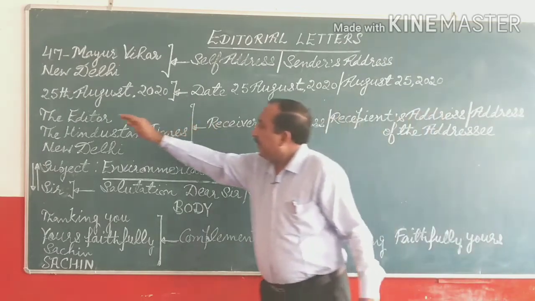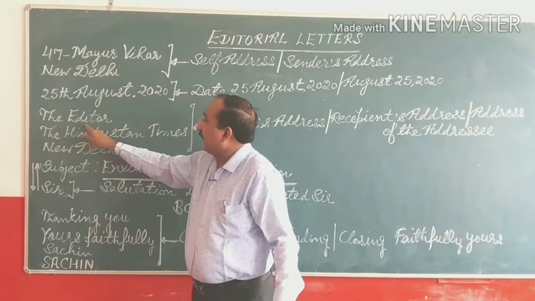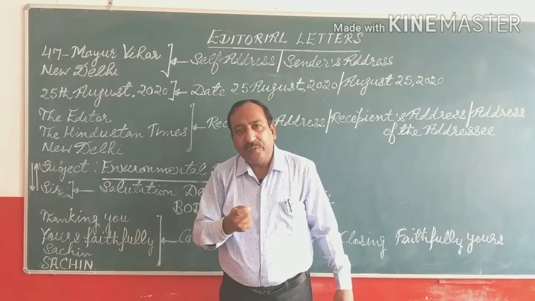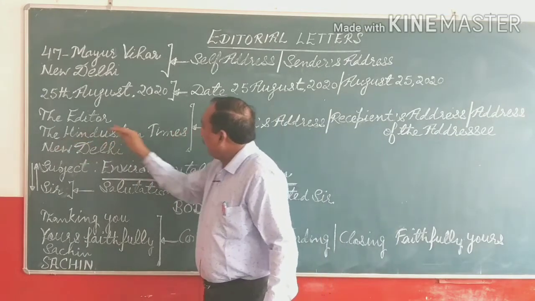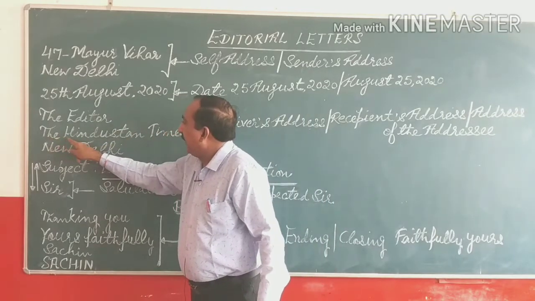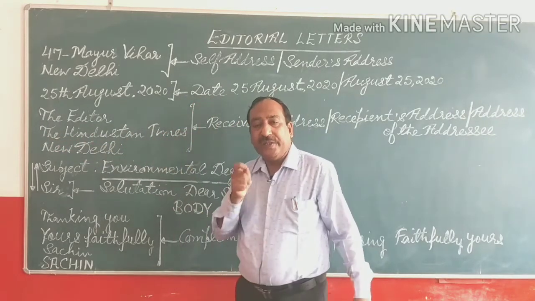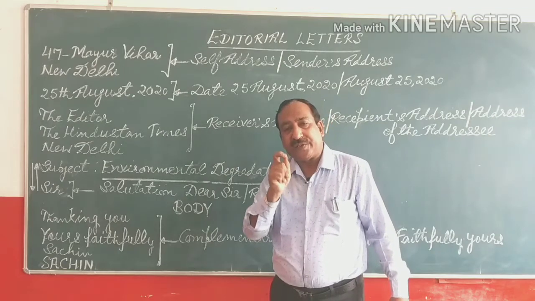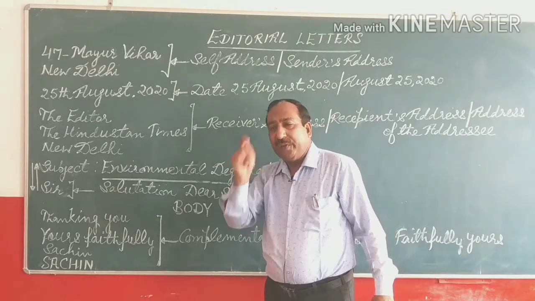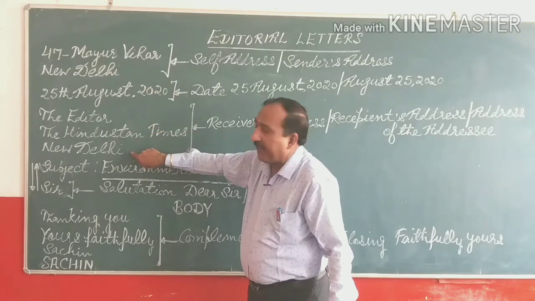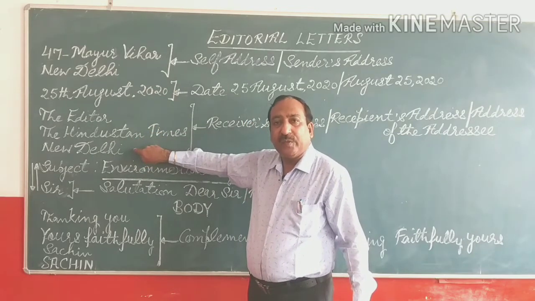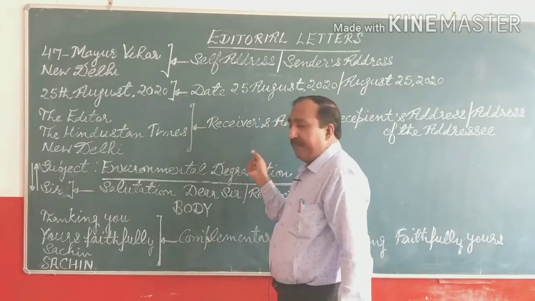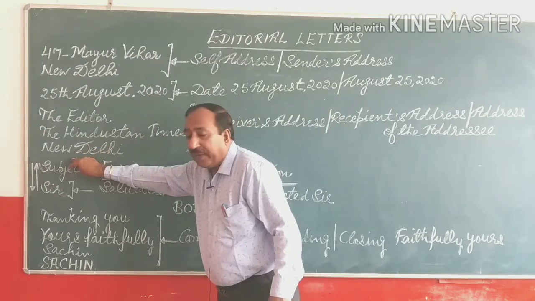See, the Editor, E capital. Whose editor? The name of the newspaper, the name of the magazine. See, the Hindustan Times, T capital, H capital, T capital. If the name of the newspaper or the magazine has been given in the statement, the same name we have to write. After that, we have to write the name of the city. Below the receiver's address, again leave 1 line.